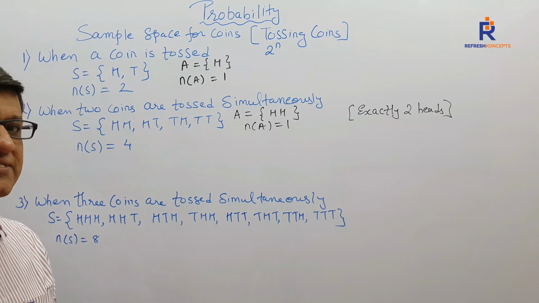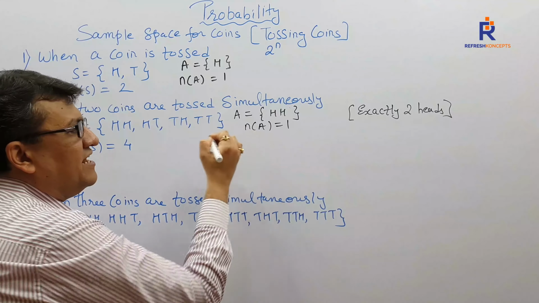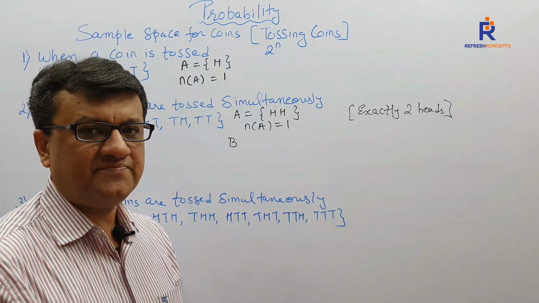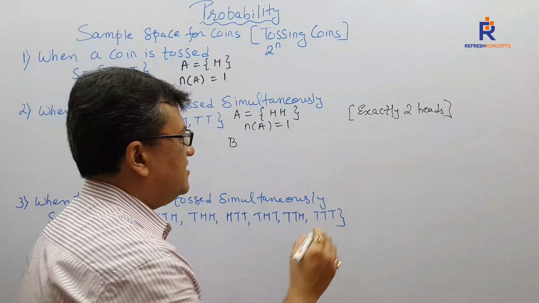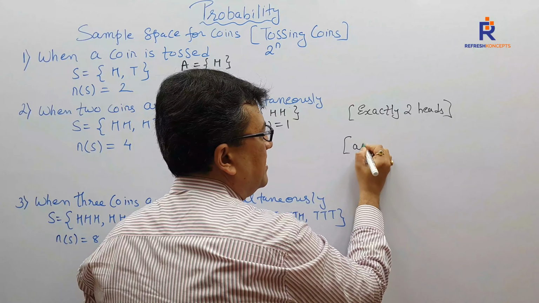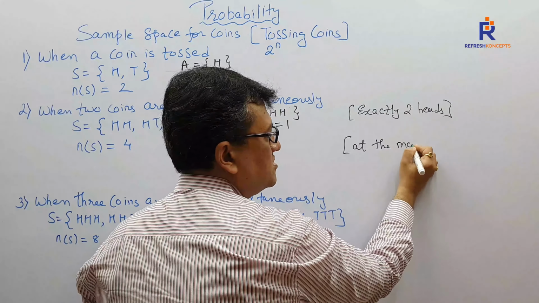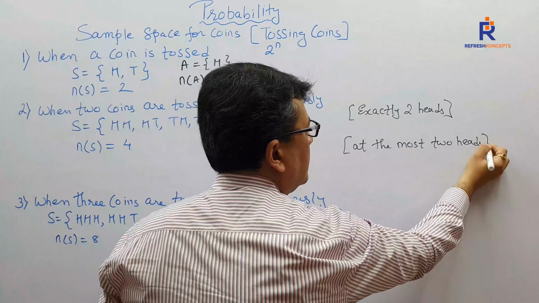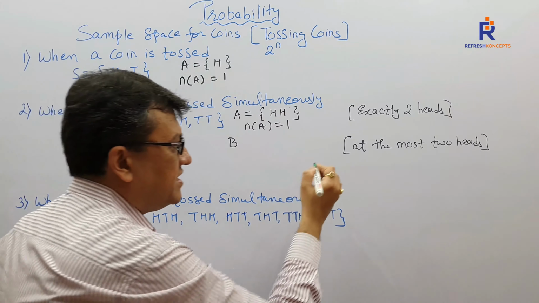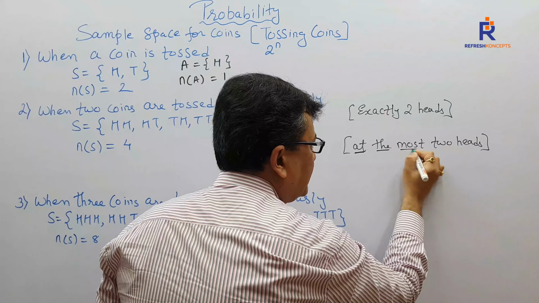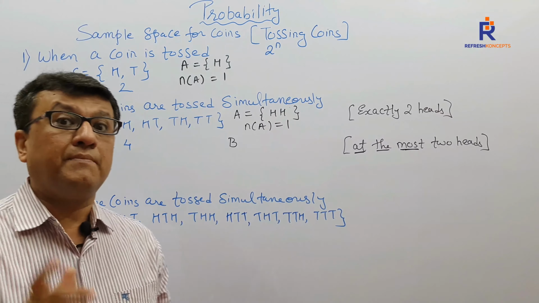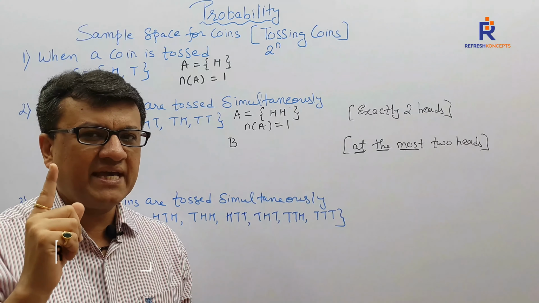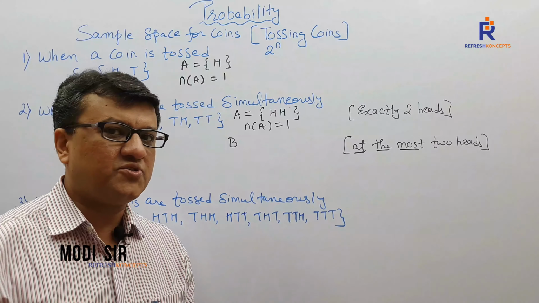Let me put one more question, children. Let B be the event of getting at the most 2 heads. Let me write that down also: at the most 2 heads. Understand the English. At the most means maximum. Maximum I can have 2 heads. Minimum I can have 1 also, even 0 also.